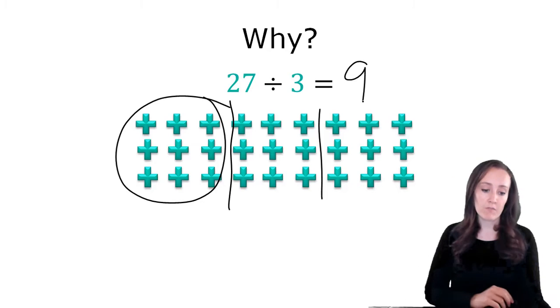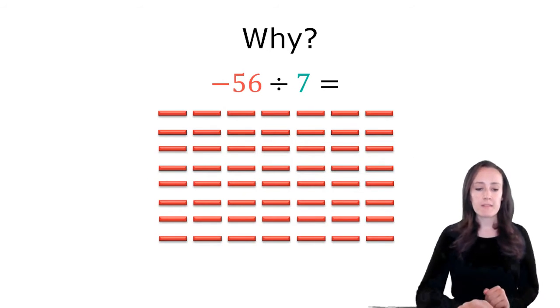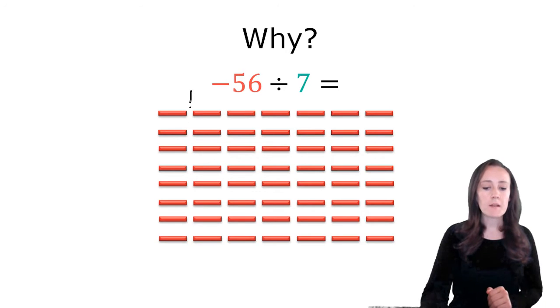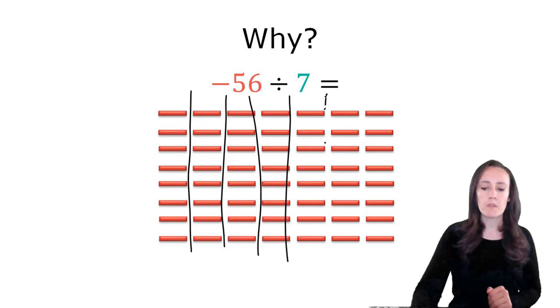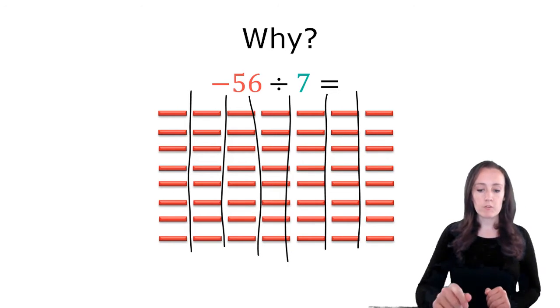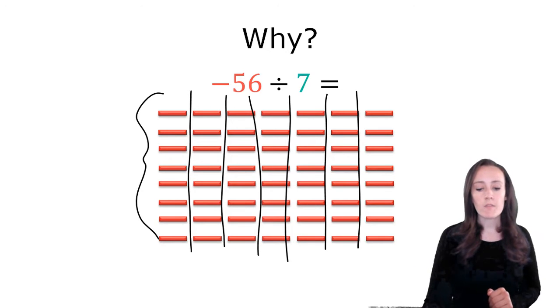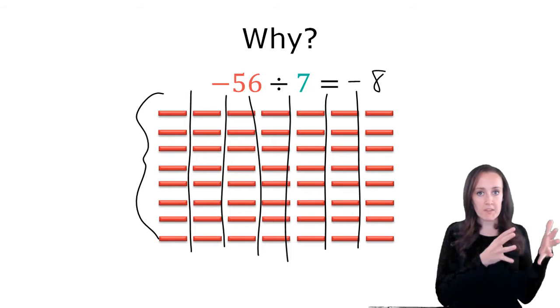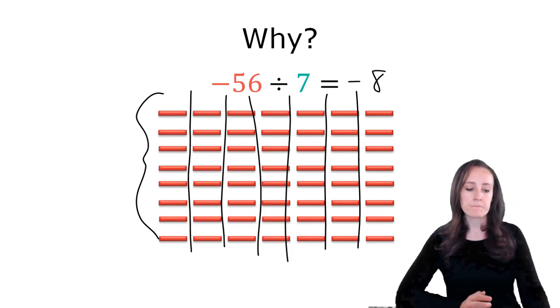There's no negatives involved. If I have negative 56 divided by 7, then that means that I'm splitting up these 56 into 7 groups. And if I split them up into 7 groups, each group has 8 in it, and there's 8 negatives, and so that means that the 56 negatives divided by 7 equals a negative 8.